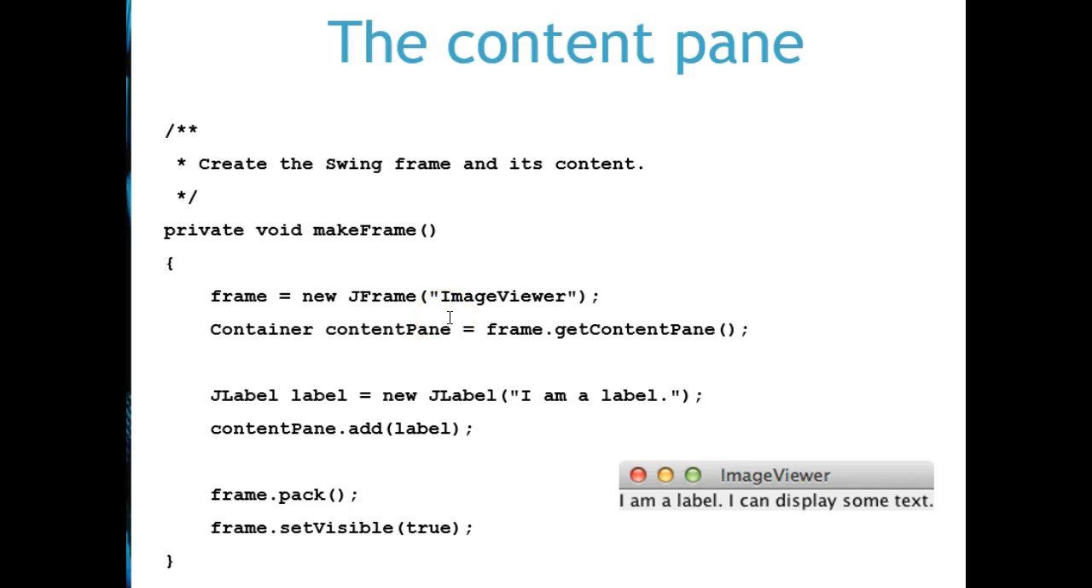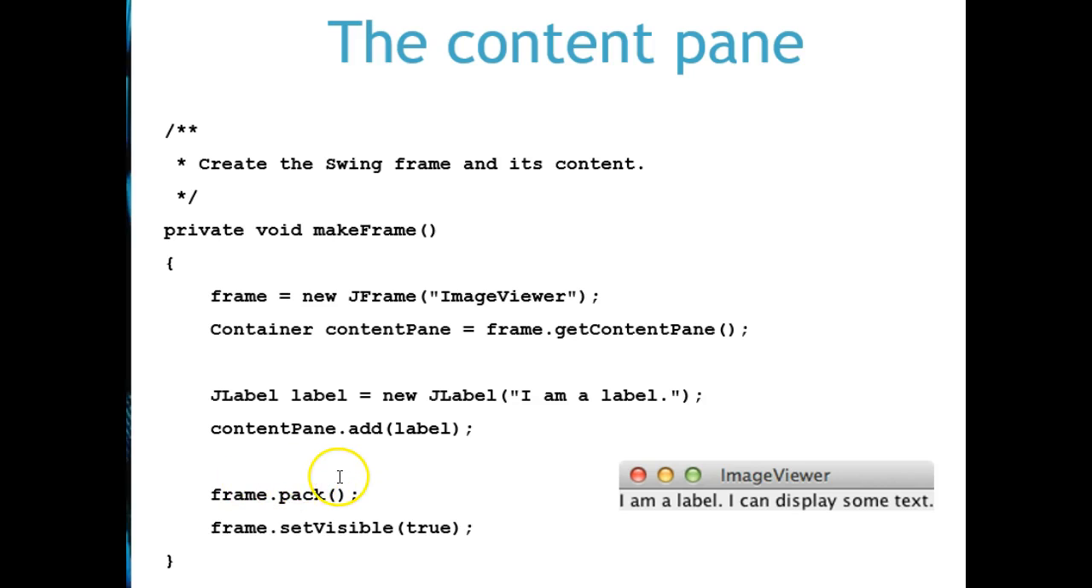So the content pane itself is a container. A container is a Swing component that can hold a group of other components in it, such as an array, a list of things and stuff like that. Then we create the label, the JLabel, and then we add it to the content pane. So a label is a component that can display text and an image. And then we have the last two lines here.